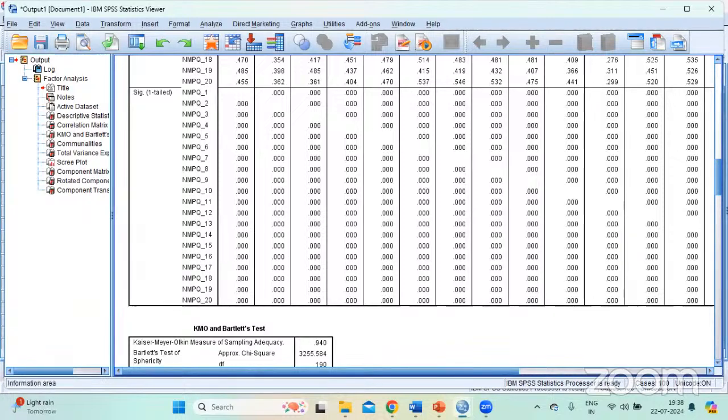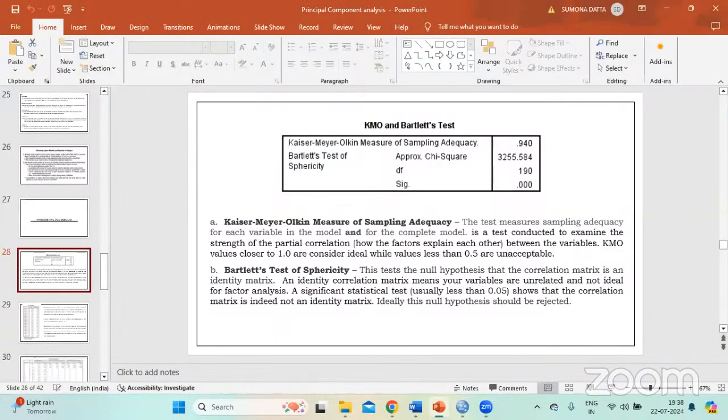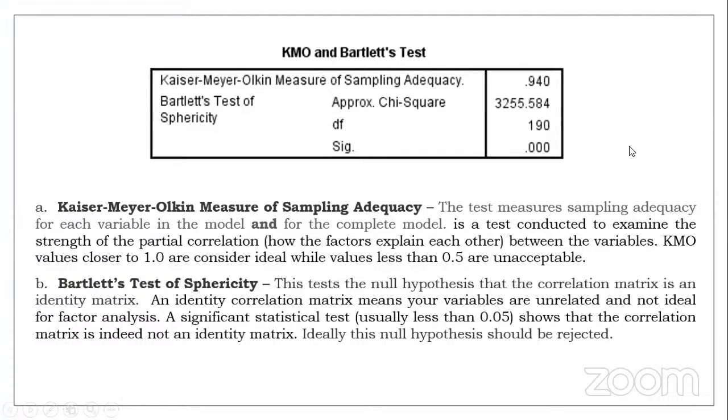Right. Now, coming back to our slides, we will check the same findings. I'm showing it here. Can you see the slides again? Is it visible? Yes, ma'am. Yeah. So this is the KMO and Bartlett's test output for the same data set. What we are seeing here is that the Kaiser-Meyer-Olkin measure of sampling adequacy, also known as the KMO measure, has come out to be 0.94.